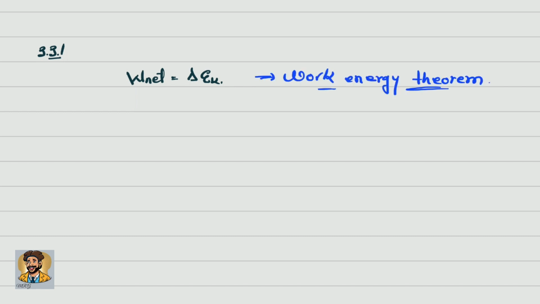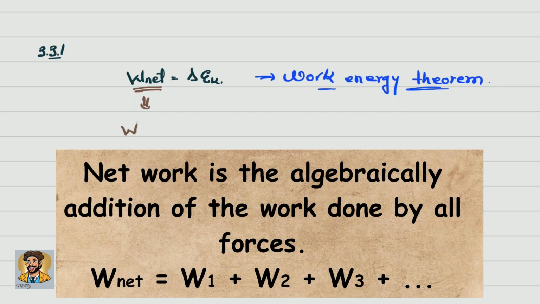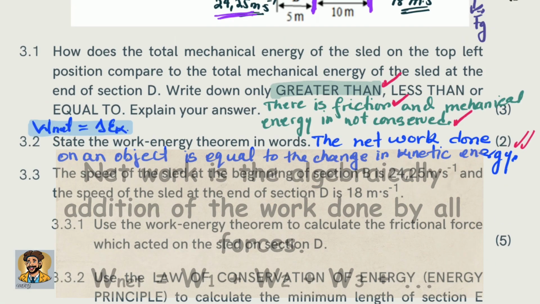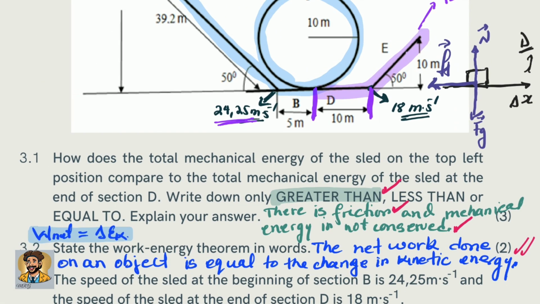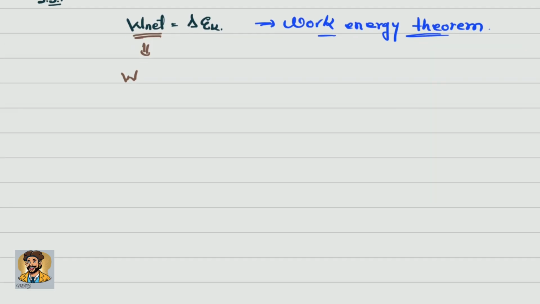We're going to start with the work energy theorem. Net work is equal to the change in kinetic energy. Now, you should remember that the net work is the algebraic addition of the work done by all the forces. Remember, when we did the force diagram, we have three forces acting. So it will be the algebraic addition of all the forces.